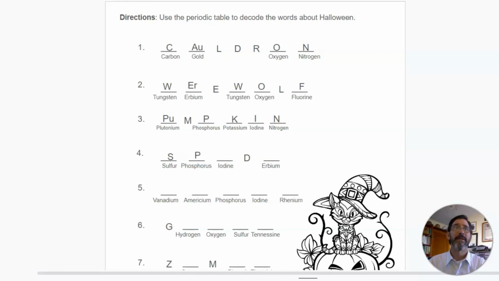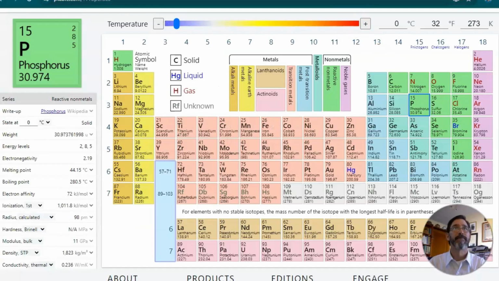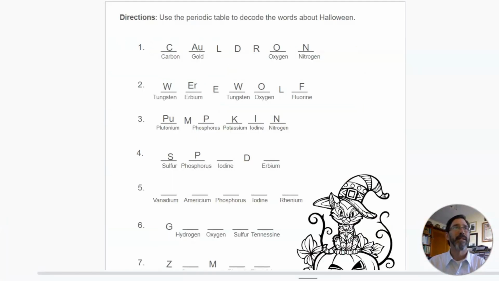Our next element is iodine. Iodine is found at number 53, capital letter I for iodine. Place the I over iodine, and the last element for this word is erbium.